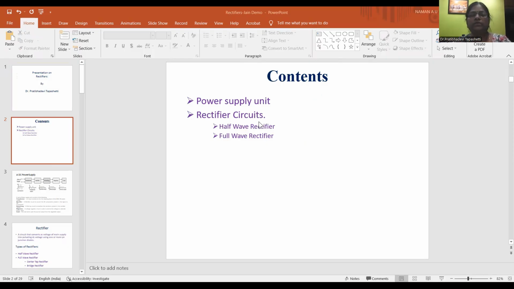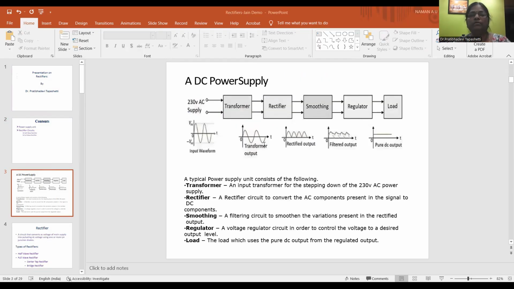There are two kinds of rectifiers. The categories of rectifiers are the half wave rectifier and the full wave rectifier.